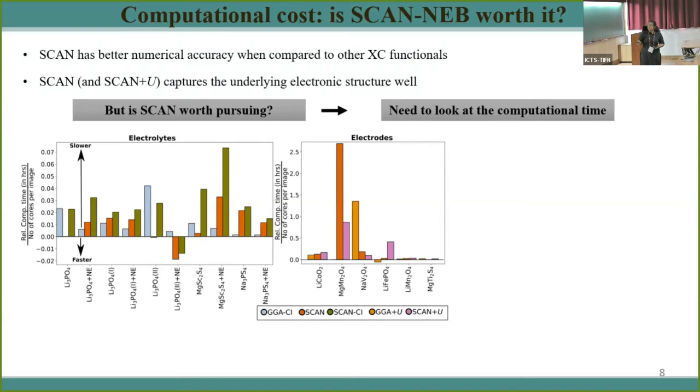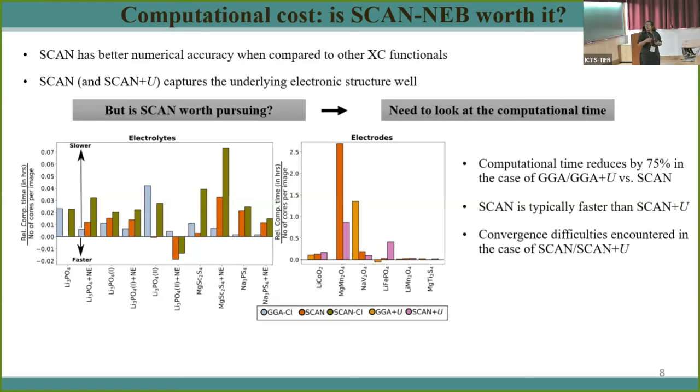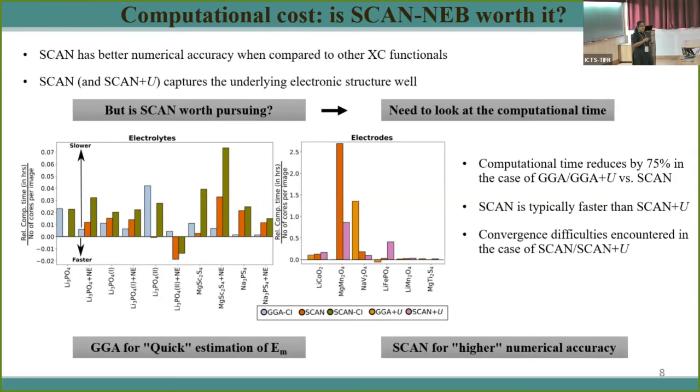On analyzing these plots, we can say that all the functionals, SCAN, SCAN+U, and GGA+U, tend to be slower than GGA. SCAN is faster than SCAN+U, but it is much slower when compared to GGA and GGA+U. And when we take a look at convergence difficulties, we faced some issues with respect to LiCoO2, NaV2O4, etc., with SCAN and SCAN+U NEBs. Therefore, we had to use a specific scheme to converge those calculations and obtain the barriers. On analyzing all of these difficulties, we can say that GGA can be used for a quick estimation of migration barrier, whereas SCAN can be used for higher numerical accuracy.